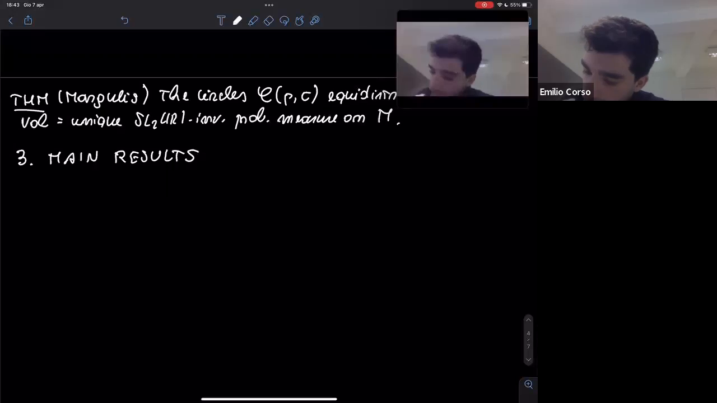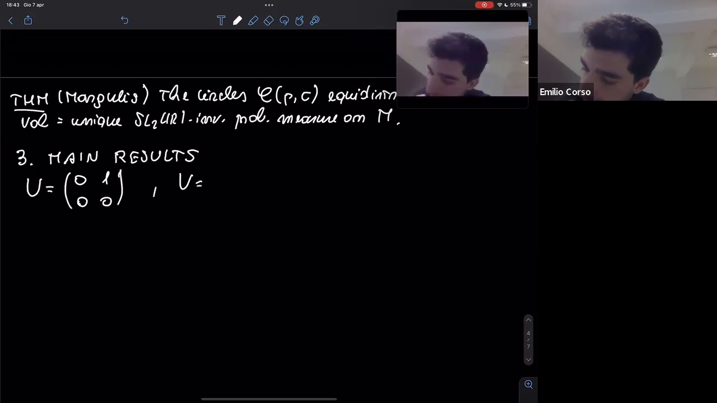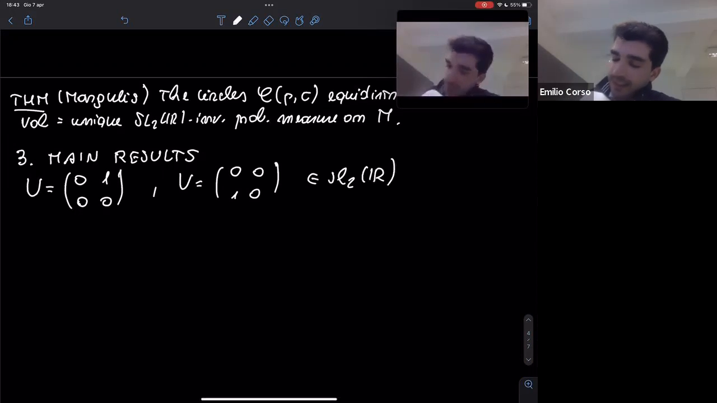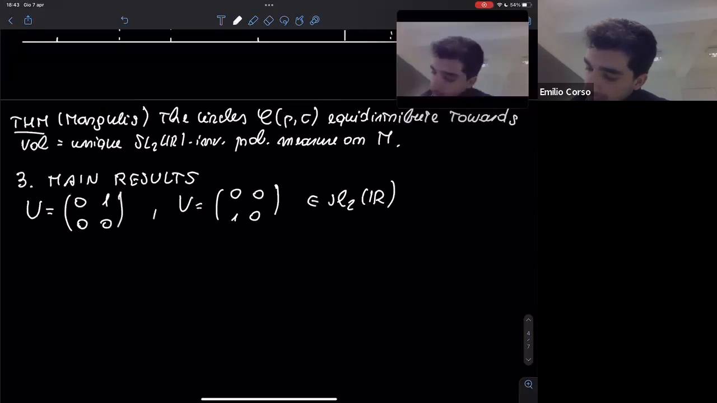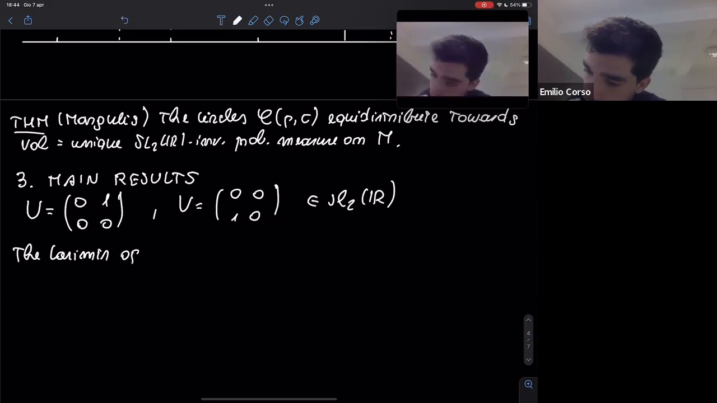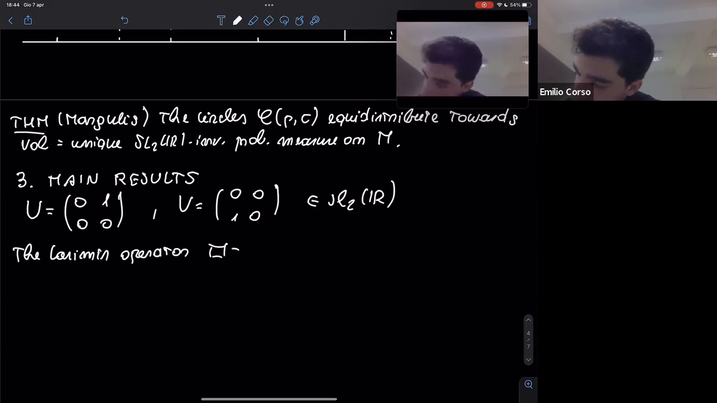So let me define a couple more elements in the Lie algebra. U is the matrix (0, 1; 0, 0), and V is the matrix (0, 0; 1, 0), seen as elements of little sl2R. They generate the stable and unstable horocycle flow, for those who know it. And once they form a basis together with my matrix X, which is the generator of the geodesic flow, they are a basis of the Lie algebra sl2R. And then using these, I can define the so-called Casimir operator, which I denote by square, given by minus X squared plus X minus UV.